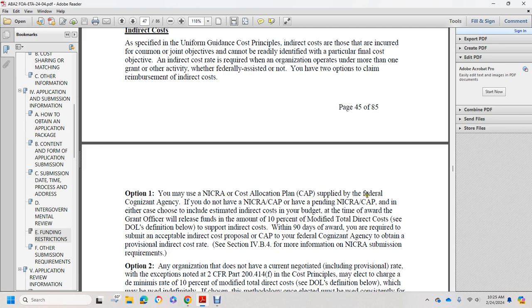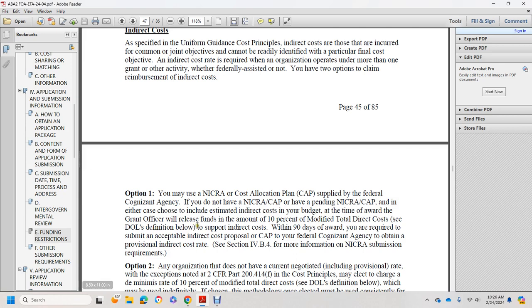Agreement or cost allocation plan supplied with the federal cognizant agency. If you don't have a negotiated indirect cost rate agreement or cost allocation plan, you may choose to include the estimated cost of the indirect in your budget. At the time of award, the grant officer will release the funds amount at 10% of the modified total direct costs.